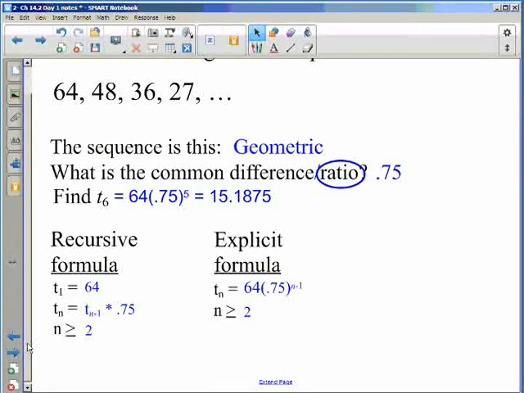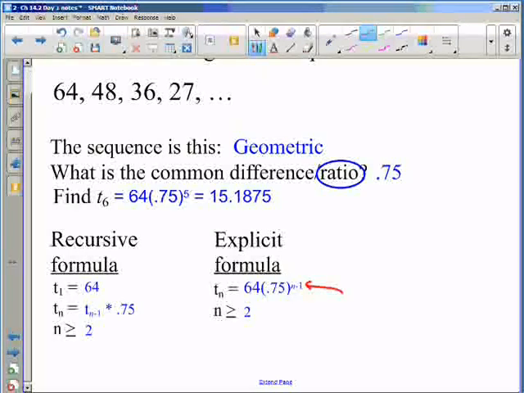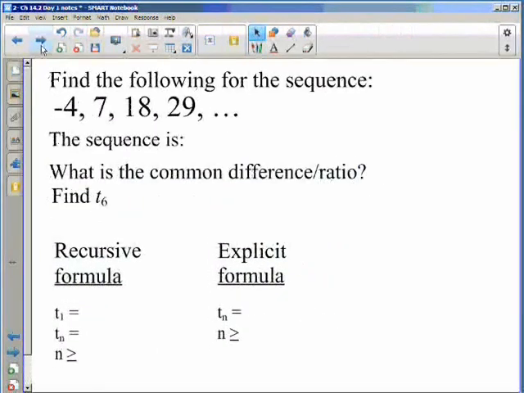Remember on your calculators, if you raise to the n minus 1, you should put that in parentheses because your calculator will do exponents first. It'll raise to the n and then subtract 1 if you're not careful. Okay, find the following for the sequence. Go ahead and hit pause.